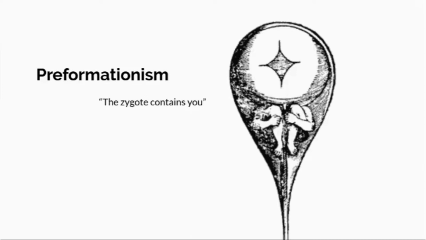The first, preformationism. In the simplest terms, the zygote contained you. Our present selves are just a matter of growth, and everything about you has been there all along. The simplest way to explain the basics, which is the example the book uses, is that Eve's eggs contain the eggs of the next generation, and those eggs contain the eggs of the next generation, and those eggs, and so forth.